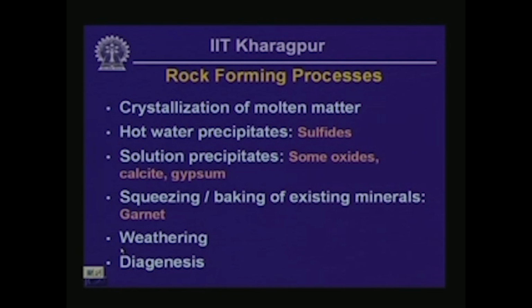Okay. Now, we get on to the common rock forming processes. What are the processes by which different types of rocks come into being? The first thing that comes to mind is crystallization of partially molten matter. Now, what is partially molten matter? Say underneath the surface of the earth, under pressure and temperature, the rock forming minerals exist in a partially molten state, and this particular state is called magma.